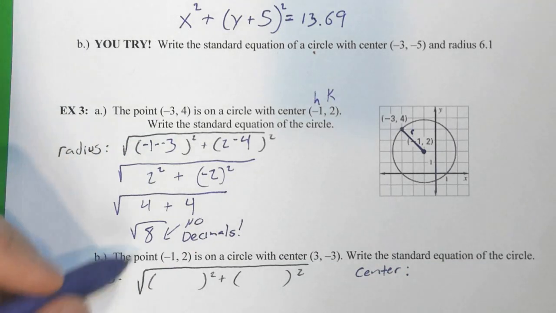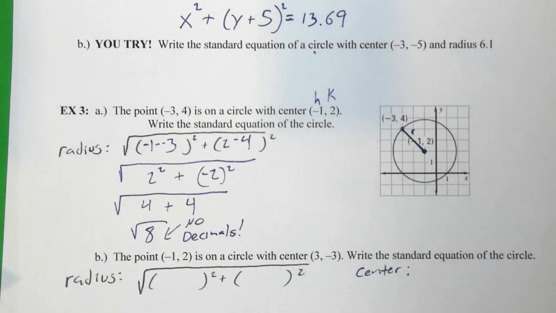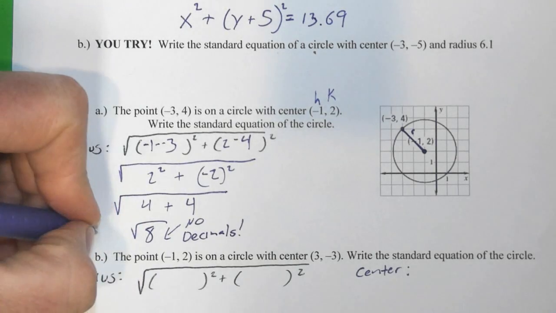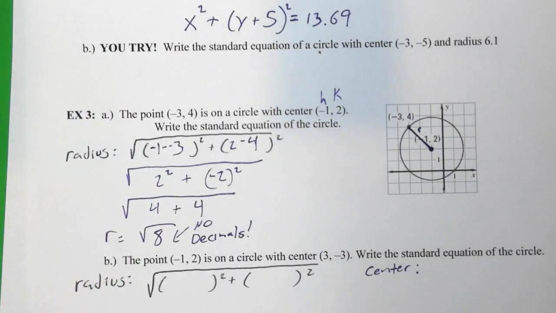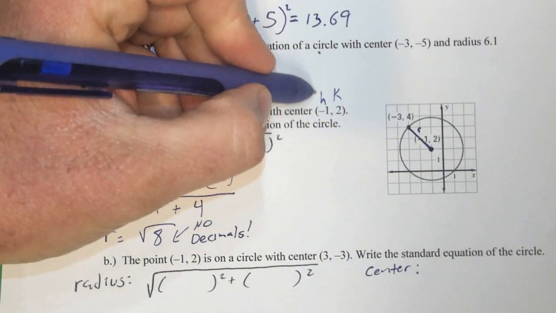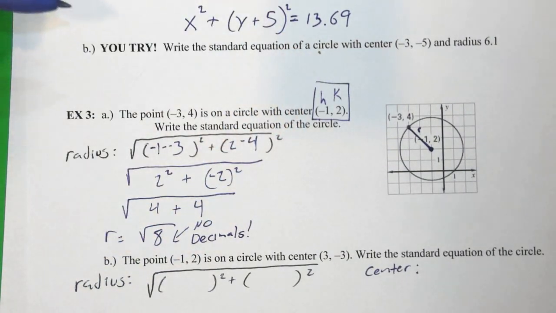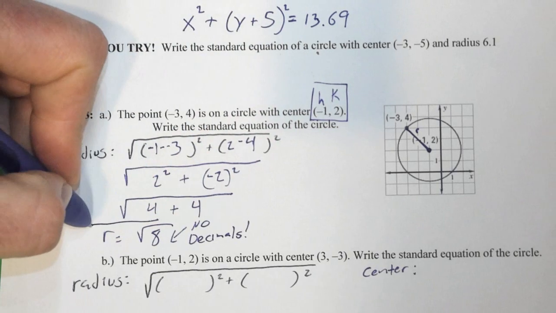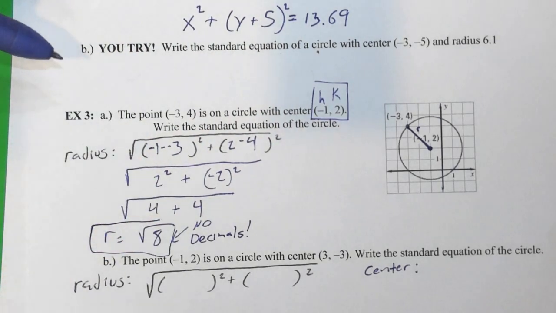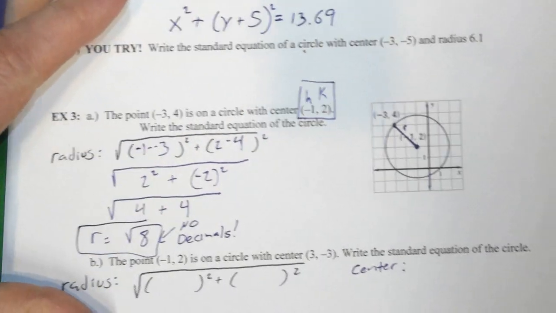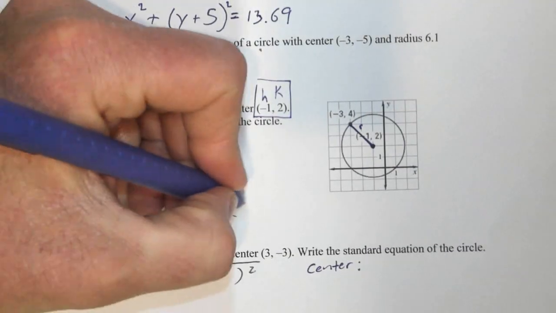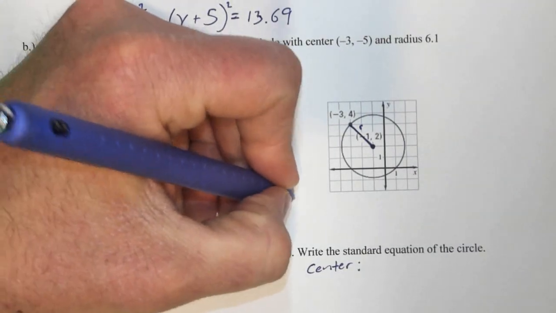I'll be honest with you, even if I knew that it was going to turn out nicely, I would still leave it under the square root, and I'll show you why. This value that we have right here is going to be our radius. So now what we've done is we've collected our h and our k, which we had right off the bat, and now we have our radius as well, which means we have everything we need to write our equation. So let's see if we can do that.